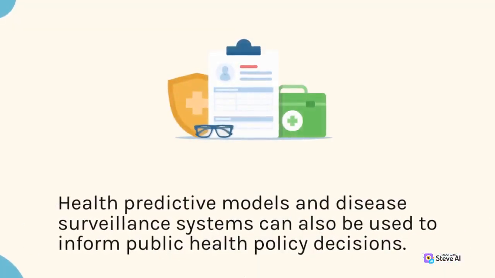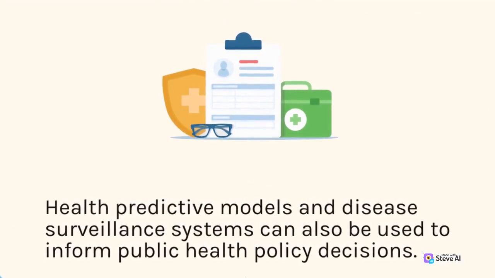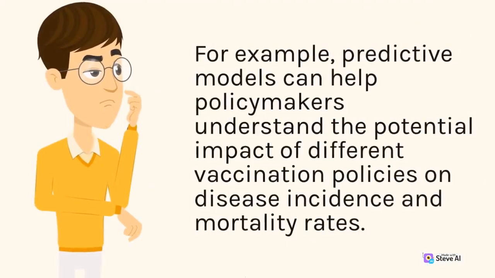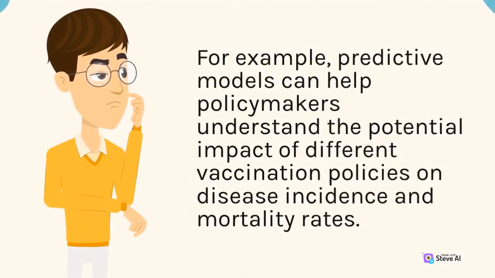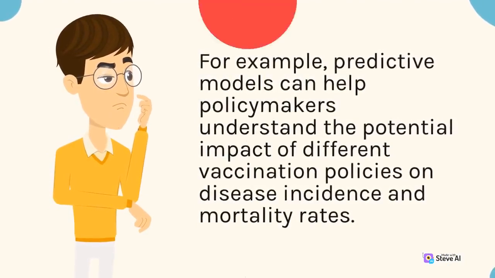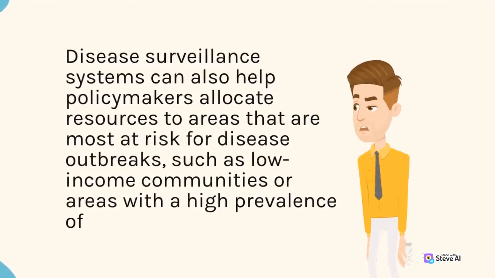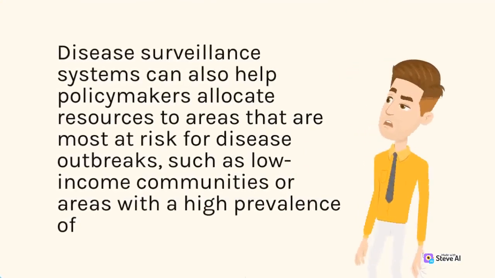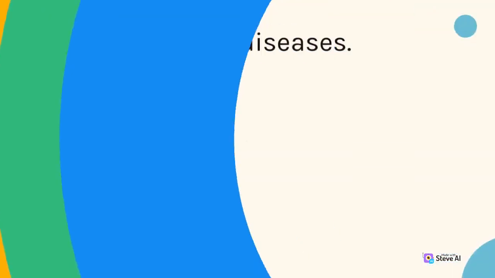Health predictive models and disease surveillance systems can also be used to inform public health policy decisions. For example, predictive models can help policymakers understand the potential impact of different vaccination policies on disease incidence and mortality rates. Disease surveillance systems can also help policymakers allocate resources to areas that are most at risk for disease outbreaks, such as low-income communities or areas with a high prevalence of certain diseases.